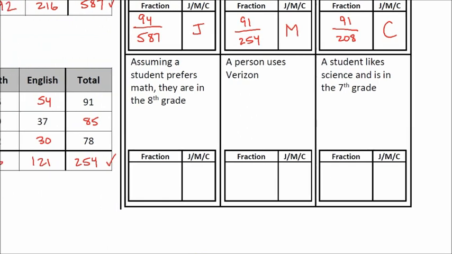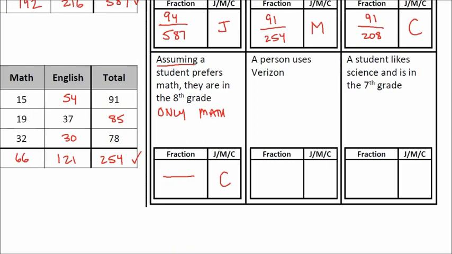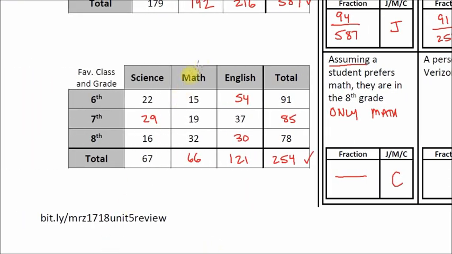Okay, next 3. Assuming a student prefers math, they're in the 8th grade. Well, there is our assuming word again. That means I know we're going to be dealing with conditional, and we're only going to look at math. So let's put on here only math, because we assume they prefer math. So only math. Let's take a look at our math row or column and see what we can get from it. So here's math. That means if I'm only looking at math, my denominator is going to be 66.